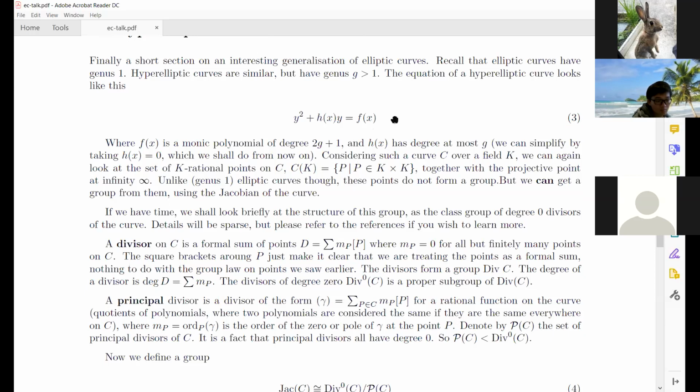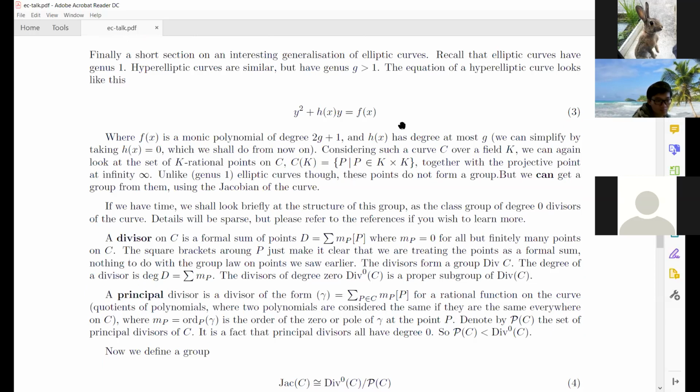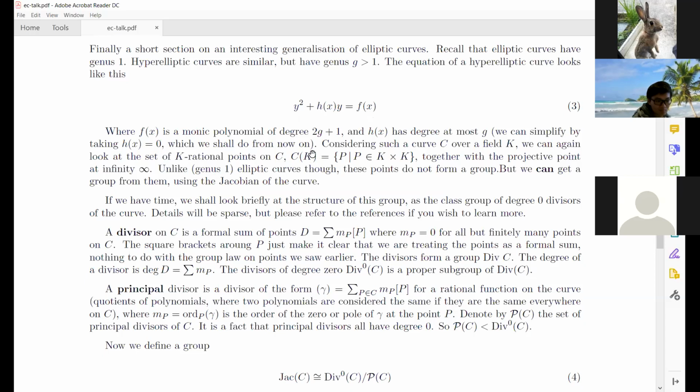So we have a curve like that, and a field that we define the curve over, which we'll call k. Again, we can look at the set of k-rational points on that curve in the same way that we were looking at the points on the elliptic curve that have coordinates in F_q. So points are an x and a y value, both in k, that are on the curve. We also include the projective point at infinity, which I've written as infinity. Sometimes you'll see this written as a mathcal O, but I'll call it infinity here.